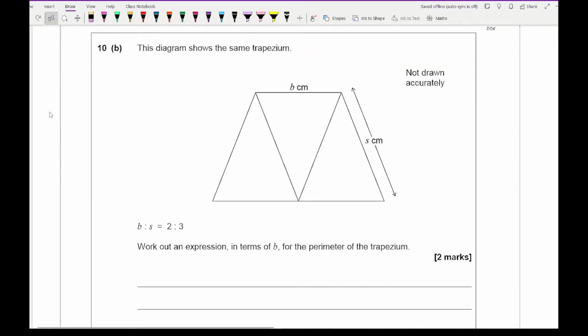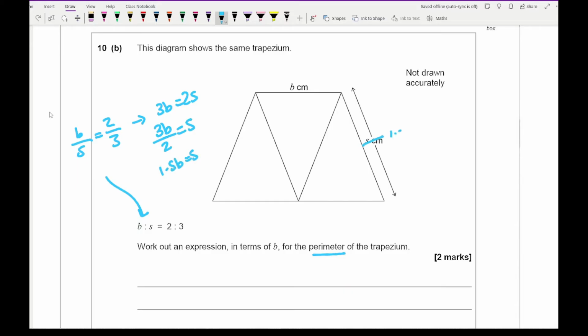Then moving on to the next question, it says the diagram shows the same trapezium, and it says b to s is in the ratio of 2 to 3. So here we need to write an expression for the perimeter of the trapezium in terms of b. So what I need to do first is convert s in terms of b. Looking at this ratio, b over s is equal to 2 over 3, and I want to make s the subject, so I can cross multiply, which gives me 3b equals 2s, so 3b divided by 2 equals s, or 1.5b equals s.